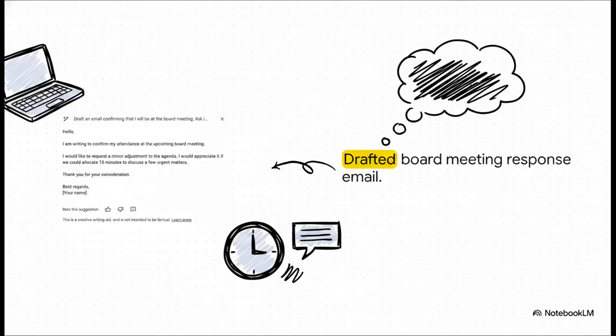Notice how effortlessly the AI takes that breathless, hurried context and spins it into a totally polished, professional email. It gives you something like, "I would like to request a minor adjustment to the agenda. I would appreciate it if we could allocate 15 minutes to discuss a few urgent matters." It's perfectly phrased, super professional, and it took literally seconds to generate while you were shuffling down the jet bridge.